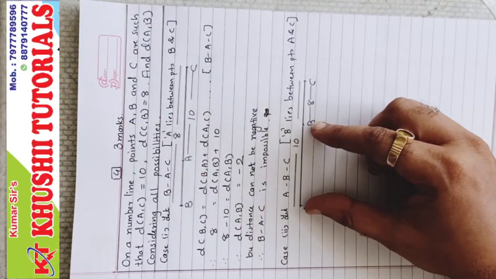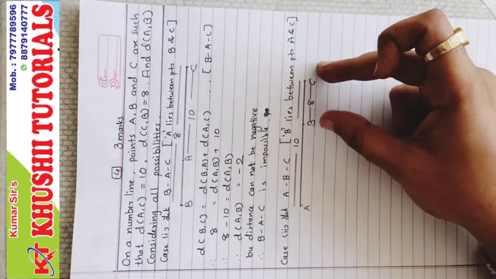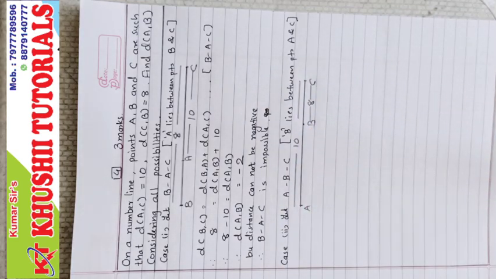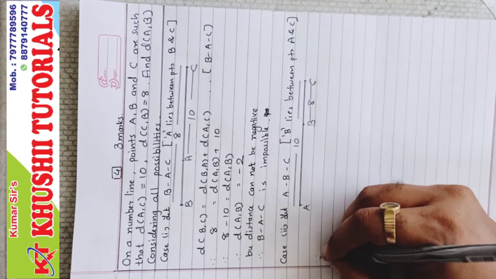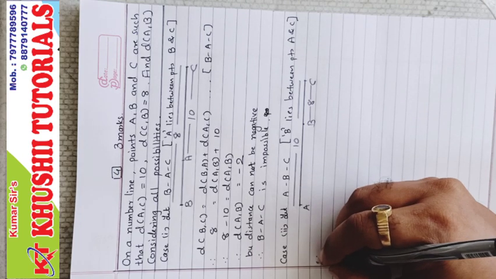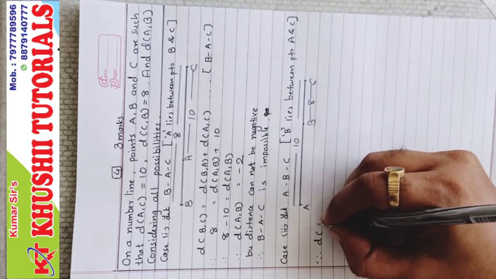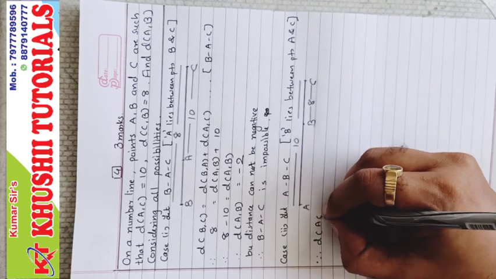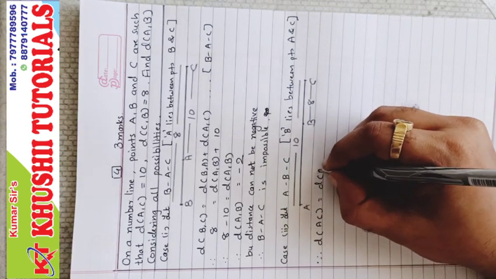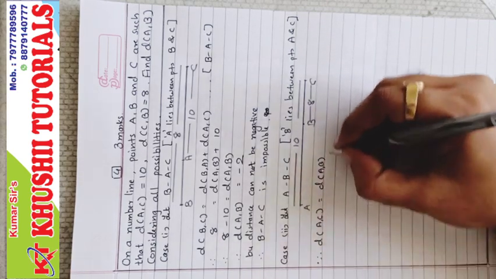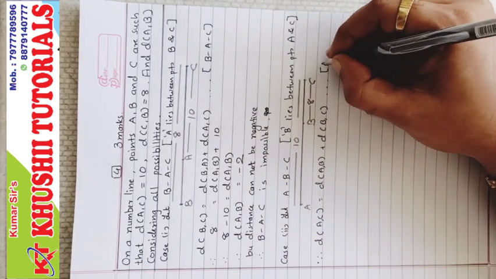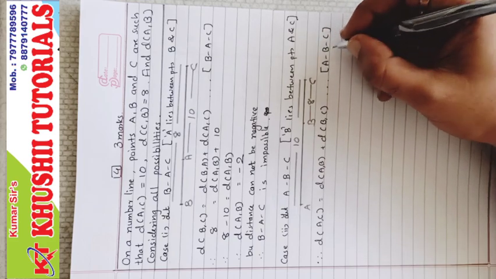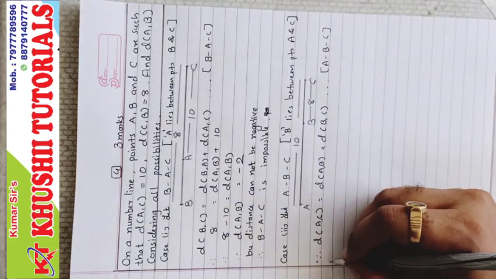Yes, this is possible. Then AB will be 2, because 10 minus 8 will be 2. That is possible. So we will write, now since distance AC equals distance of AB plus distance of BC. And the reason is A-B-C, that means B lies between A and C.